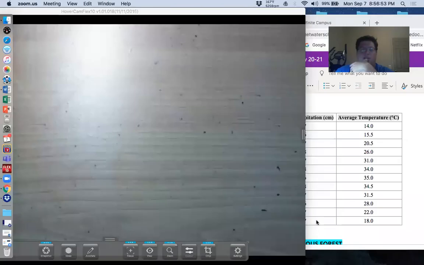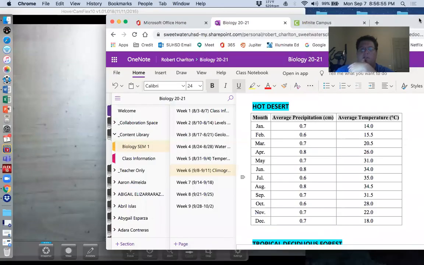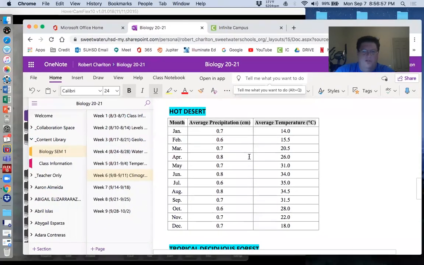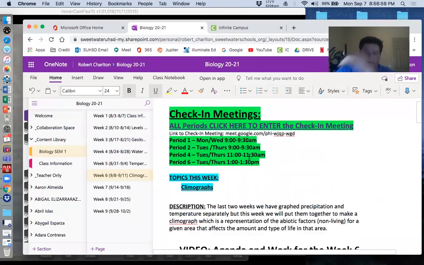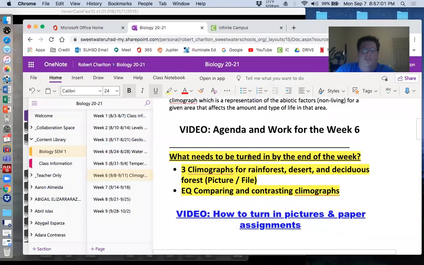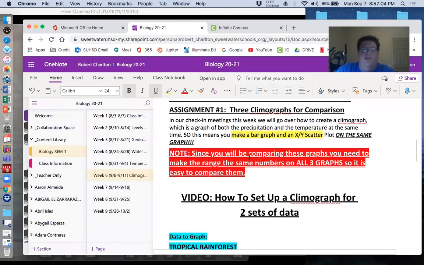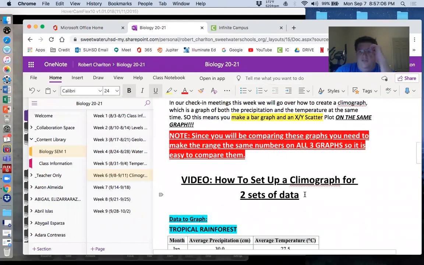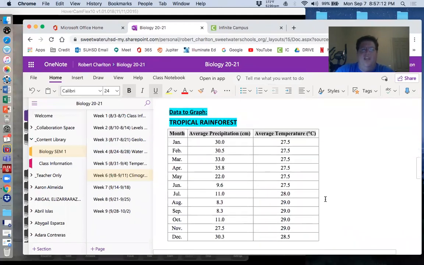So let's show you the assignment we're looking at here. We'll get into the graphing in just a moment. All right, so we're in week 6, climographs. This is the big assignment for the week, to make these three different climographs. So yes, you're making three graphs. This video is right here. That's, I'm assuming, how you got here. You clicked on that. And so you'll see tropical rainforest.